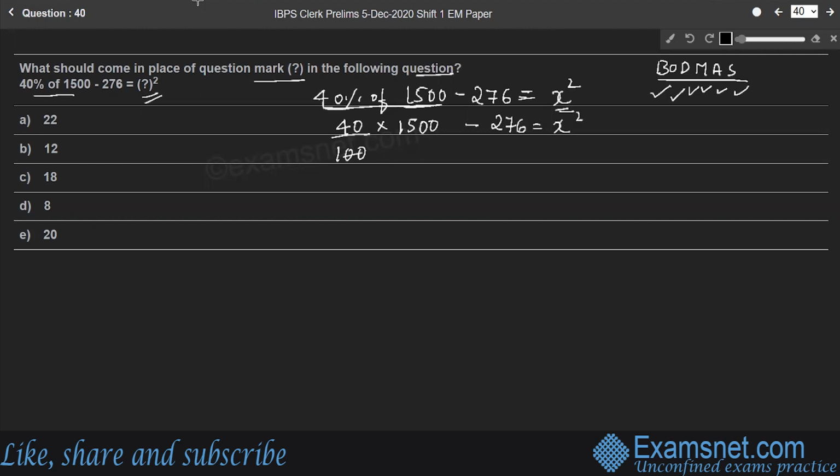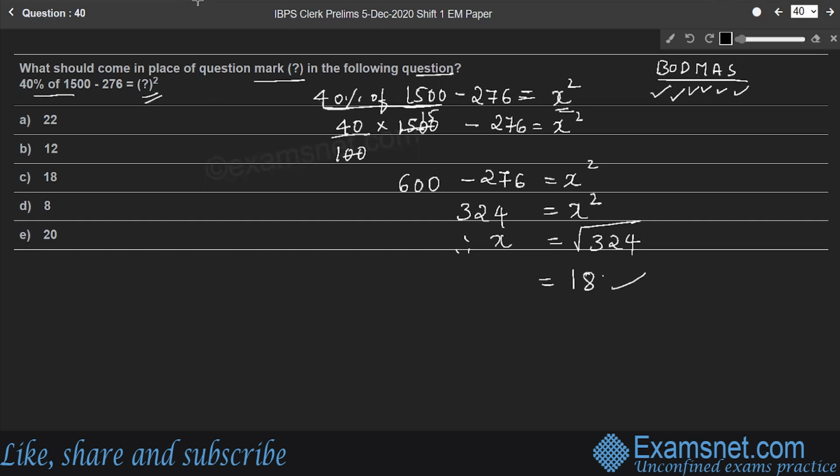So here 100 into 15 is 1500. So 15 into 40 is 600, minus 276 is x square. 600 minus 276 is 324, which is equal to x square. Therefore, x is equal to square root of 324, which is equal to 18. So here directly we can write the value as 18.